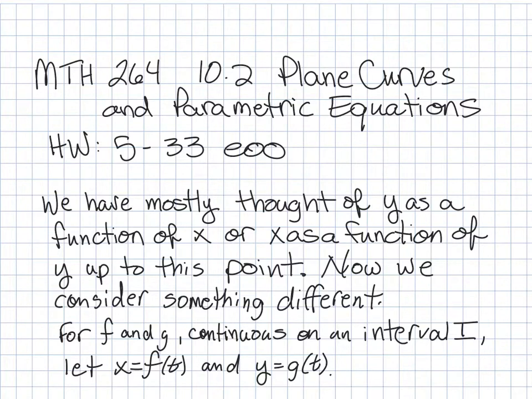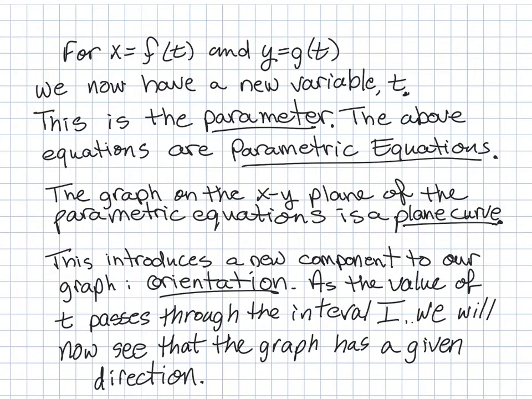rewrite our equation in terms of x being a function of t and y being a function of t. It doesn't always have to be t. It can be anything that you want it to be, but we're introducing this new variable, and the new variable is called a parameter. And when you write it like this, with x equals a function of t and y equals a function of t, those are called parametric equations.